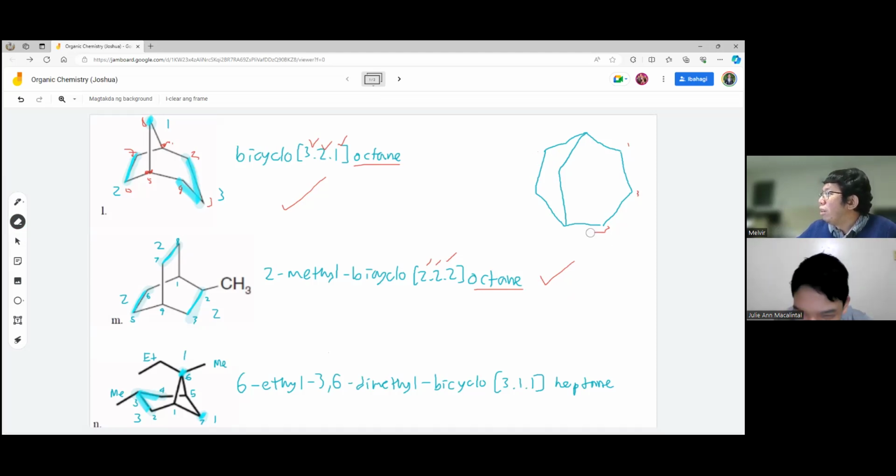Parang ganito din yan. This is for letter N. Right? Kasi 3, one ring lang pala, one carbon atom lang sa other side. Sige, go ahead. Hindi, one lang eh. That's letter M. I'm asking for letter N. Yeah, this is letter M. Yeah, this one is M.